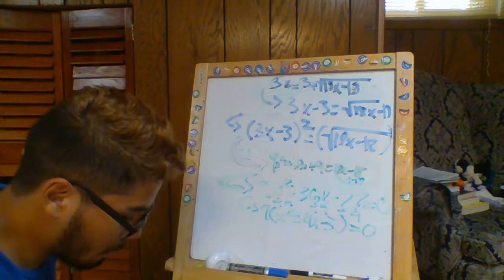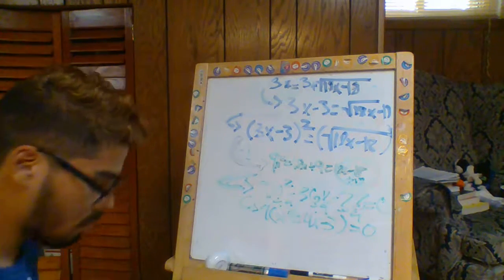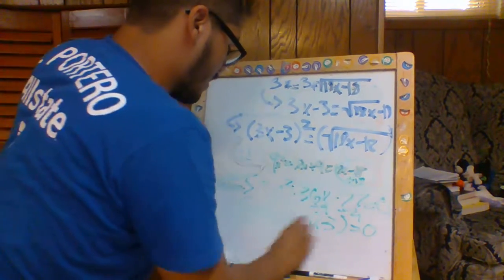And this is where the zero product property comes in. And so, let me just erase this.